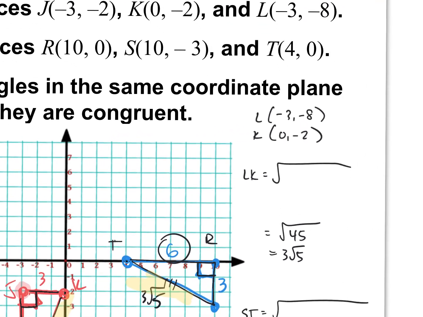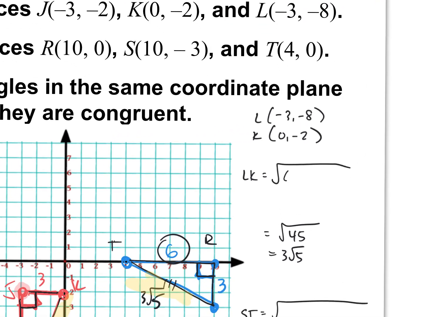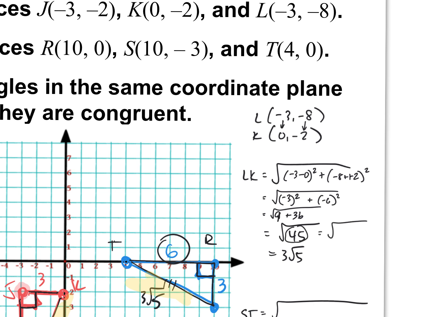Remember that the formula for the distance between those two points is going to be the difference of the x's, -3 - 0 squared, plus the difference of the y's, -8 - -2 squared. So when I get into this, I get -3 squared plus -6 squared. And when I do that, I get the square root of 9 plus 36, which equals 45. And then how I simplify it, I know that 45 is 9 times 5. The square root of 9 is 3, and it leaves me with 3 radical 5.